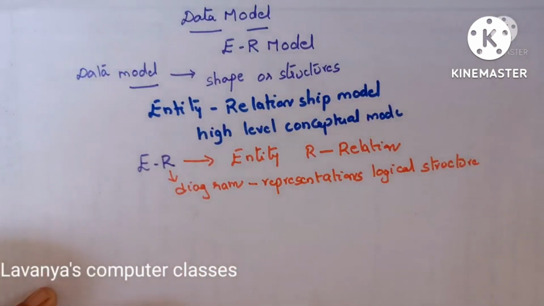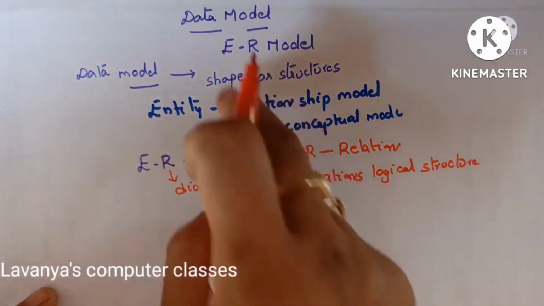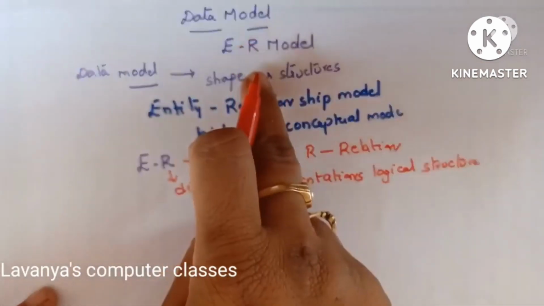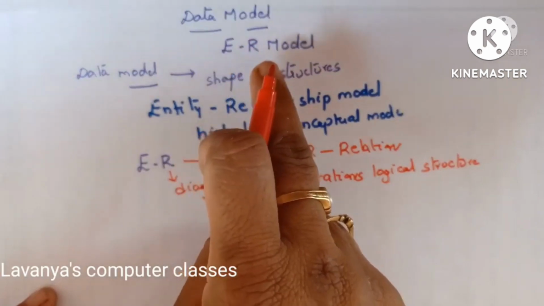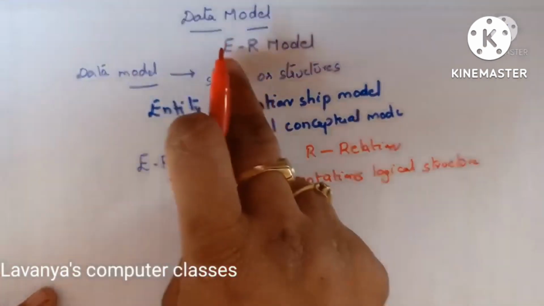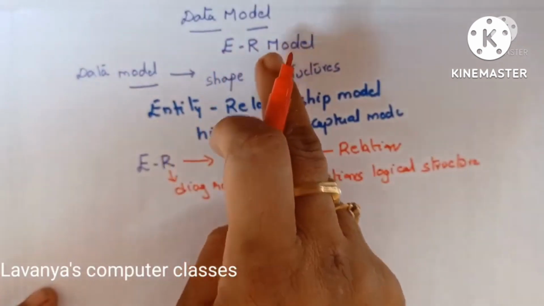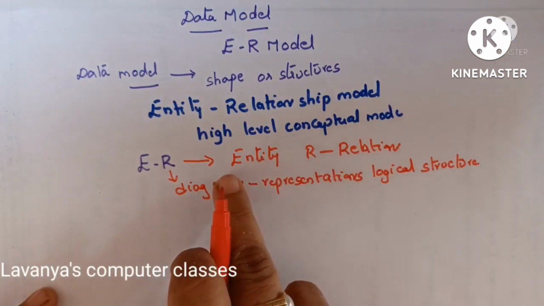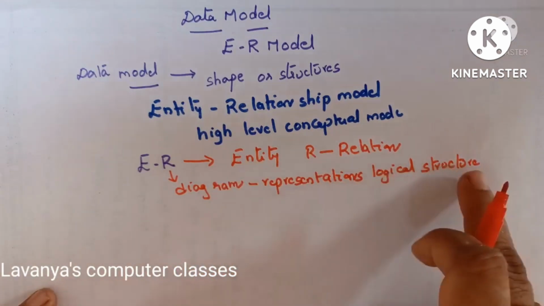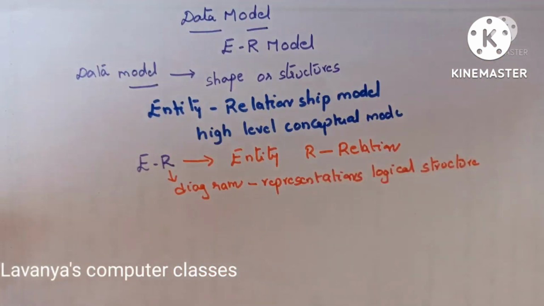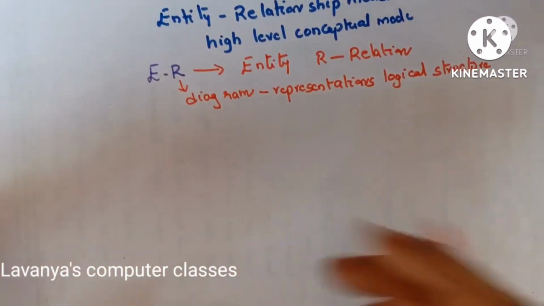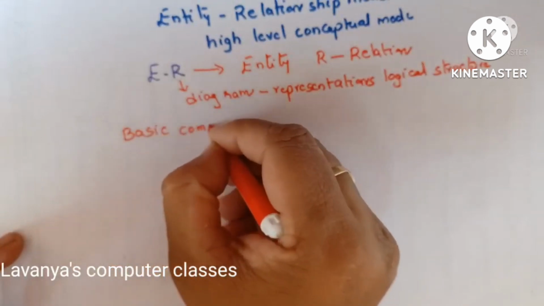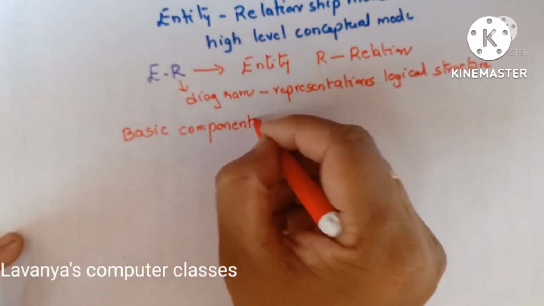It is a diagrammatic representation, that's why we need some symbols, a graphical representation. There are so many data models, and one of them is the ER model. E means entity, R means relationship diagram. It explains only the logical structure of the database with entities and relationships, but it does not explain how it will be implemented. Implementation details are hidden. Now we'll go to the basic components of ER diagrams.